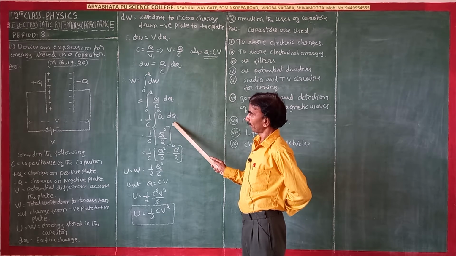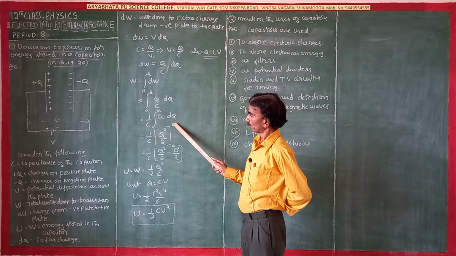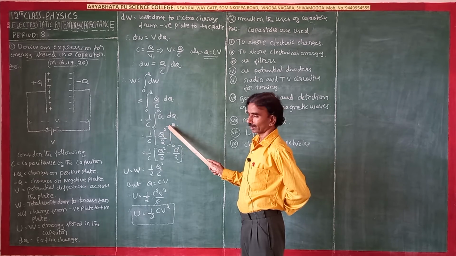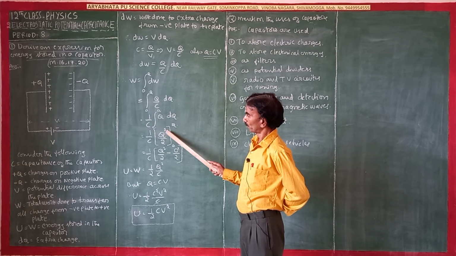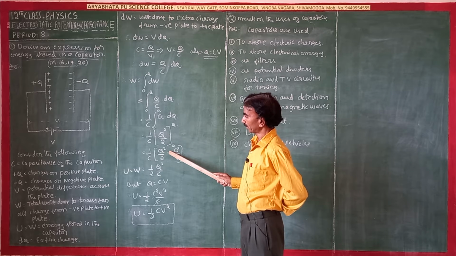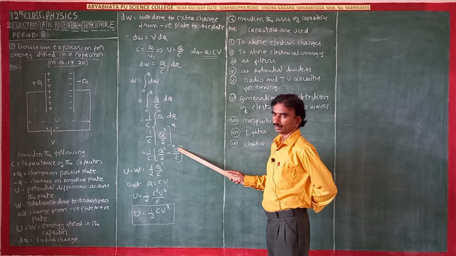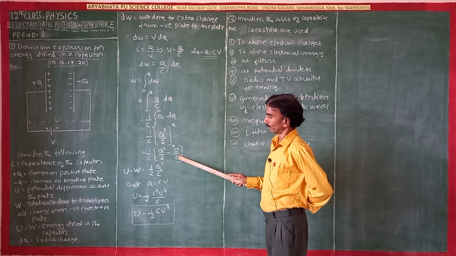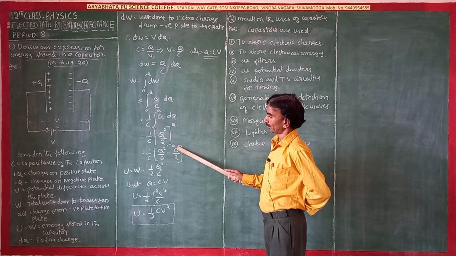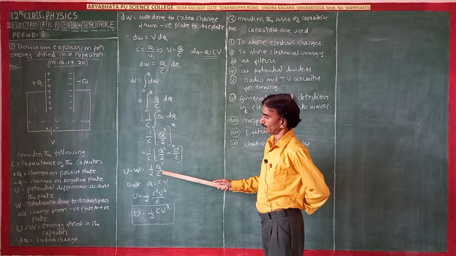So apply the lower limit to upper limit. The 1 by C is there, and put Q for Q. Both are the same here, so putting Q into this Q gives Q square. So Q square by 2 minus the lower limit. The lower limit is 0, so for Q you put 0. 0 by 2 becomes 0. Remaining is 1 by C into Q square by 2.